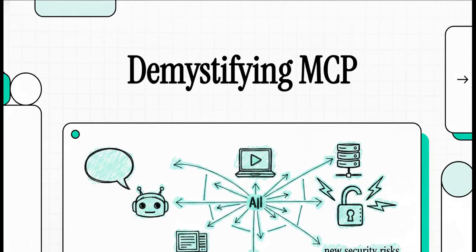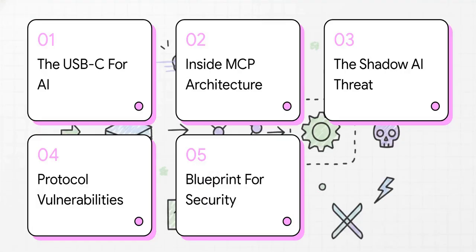AI agents are suddenly gaining unprecedented abilities to take autonomous action across our digital lives and our enterprise systems. And while that unlocks literally incredible productivity, it's simultaneously introducing some massive, unprecedented new security risks. So, in this explainer, we are going completely under the hood of the technology that's making all of this possible. Here is our roadmap for today.